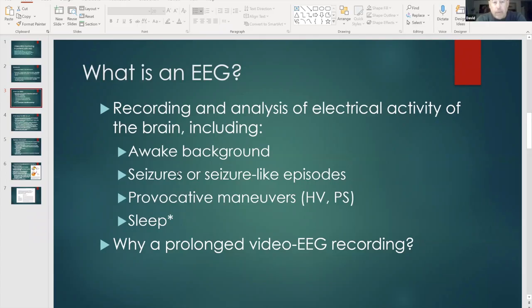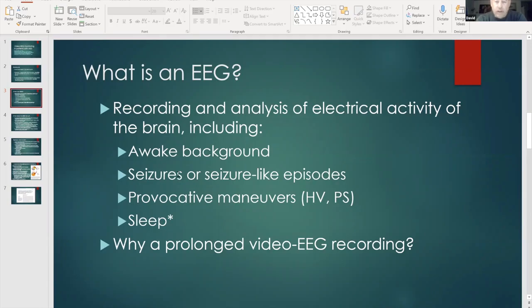So let me just begin by reviewing the basics of EEG for everybody. Many of you may be familiar with it already, but the EEG is essentially a recording and analysis of the electrical activity of the brain. An adequate EEG includes sampling of the awake background activity, which typically involves rhythmic activity over the posterior or occipital head regions on the range of somewhere between 8 and 12 or 13 hertz.